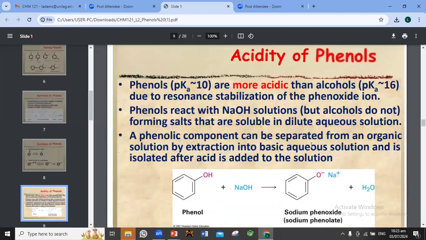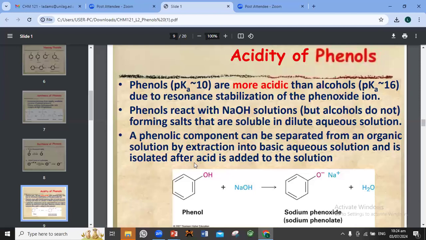Phenols are generally acidic, just like alcohols that have the OH functional group. Alcohols are not acidic. They tend to be more neutral compounds. But phenols also have an OH group, and they tend to be more acidic than alcohols. If you look at the pKa, it's about 10, while the one for alcohols is about 16. So the lower the pKa, the more acidic. So phenols react with sodium hydroxide solution, alcohols will not.